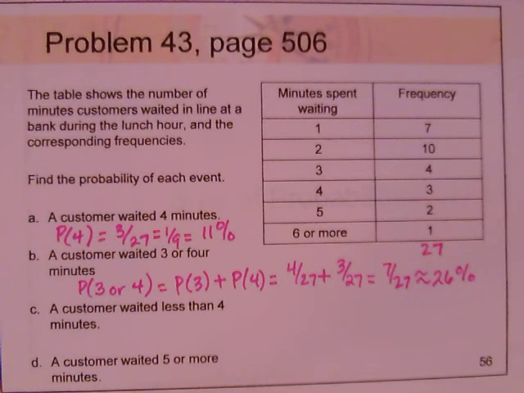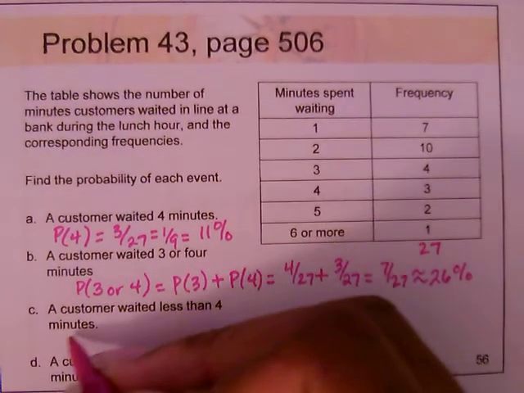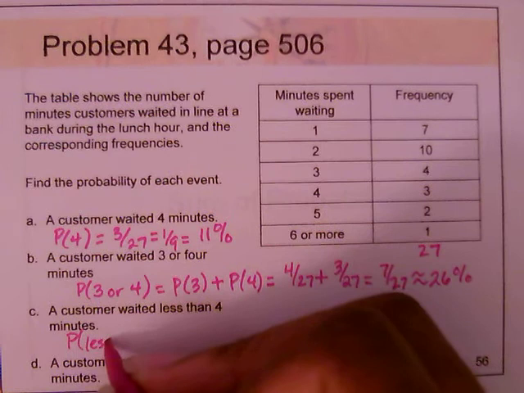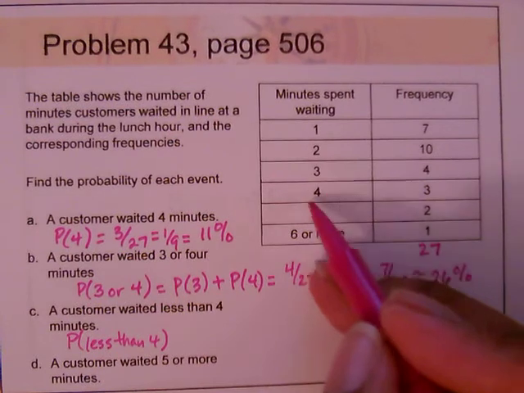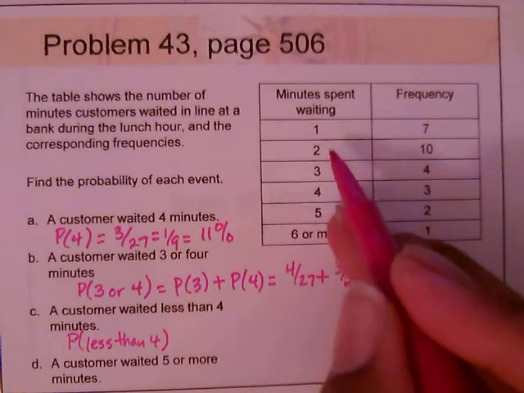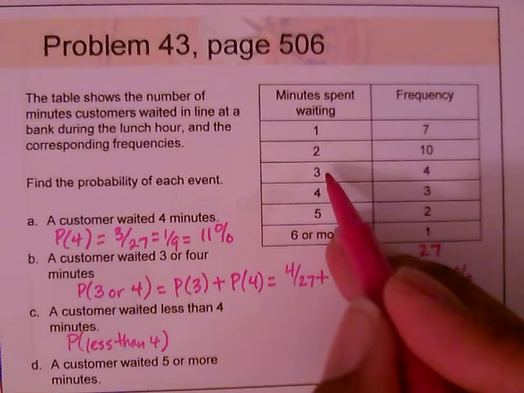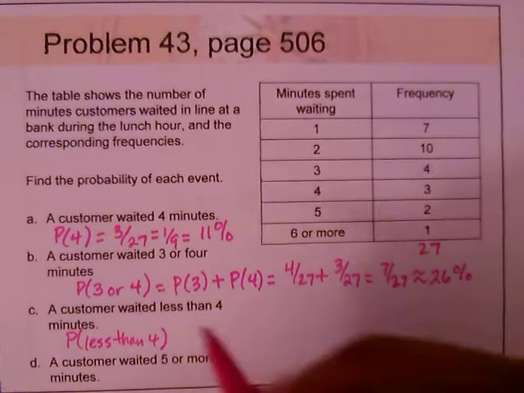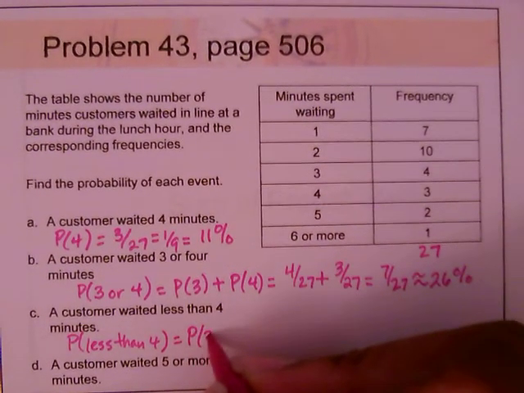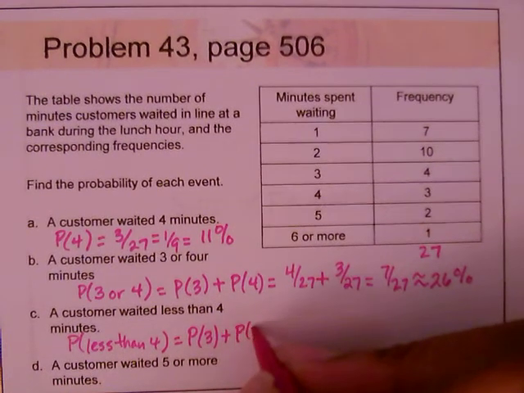Part C, a customer waited less than 4 minutes. Less than 4 means we cannot include 4. We only can include 1, 2, and 3. Not 4, because 4 is equal to 4. Less than 4 means 3, 2, and 1. So I've got the probability of 3, the probability of 2, and the probability of 1.